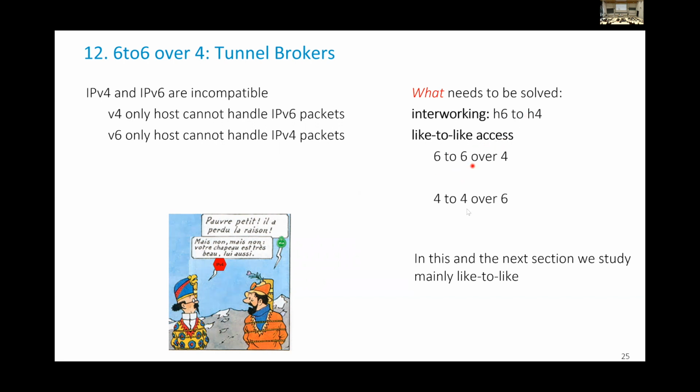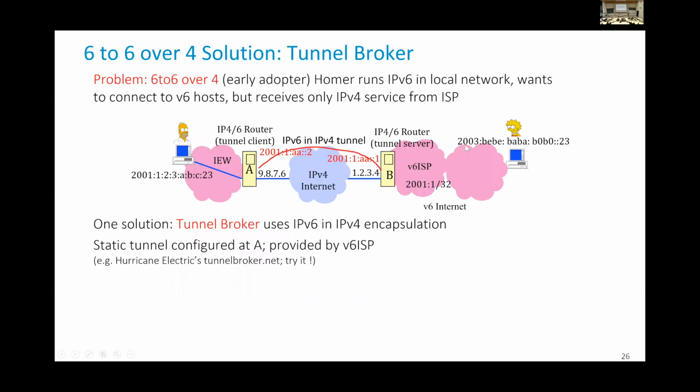Here we're discussing something different, which is how can I have access to IPv6 to talk to another IPv6 machine when my infrastructure gives me only IPv4, or vice versa. It's called like-to-like access here. For example, that's the problem we had last year, when EPFL Wi-Fi was supporting only IPv4 and not IPv6, and we wanted to do labs and things on IPv6. Well, there is one solution, which is called tunnels, and in particular, tunnel brokers.